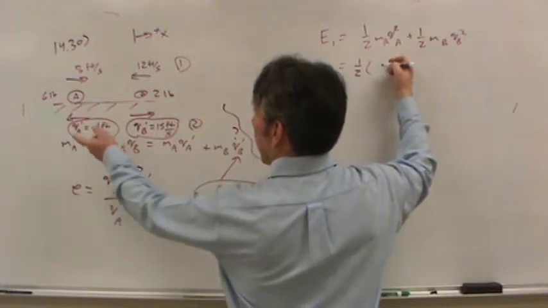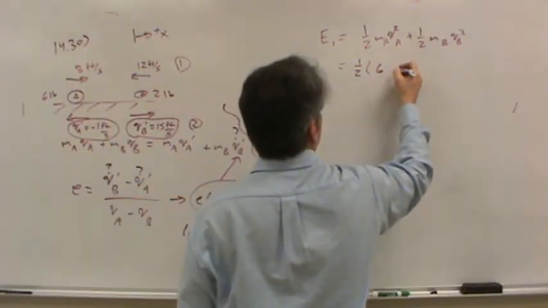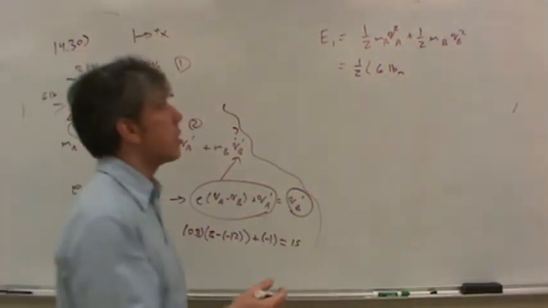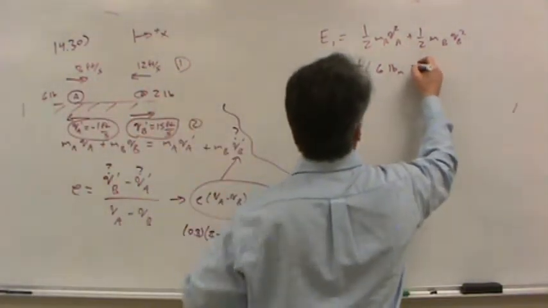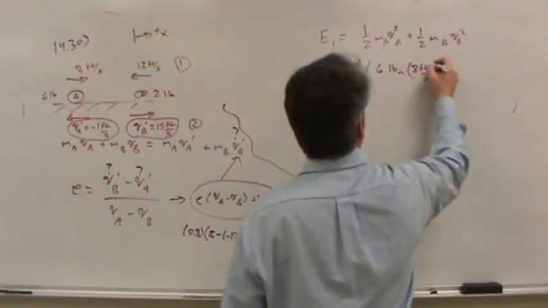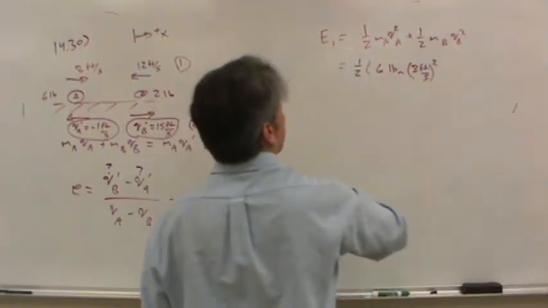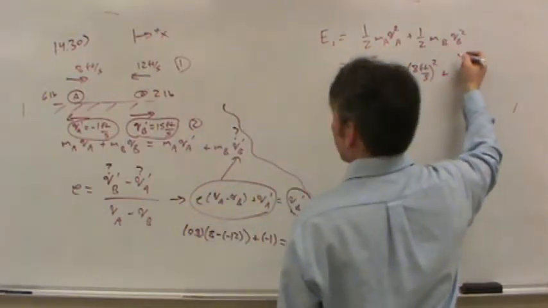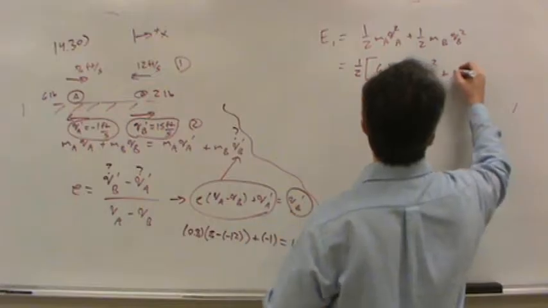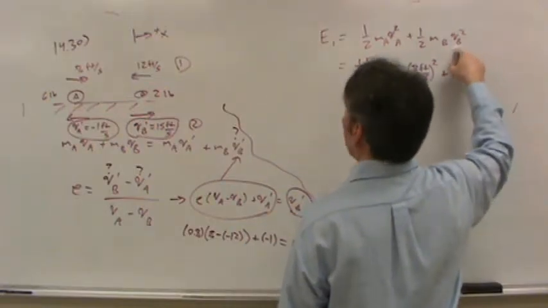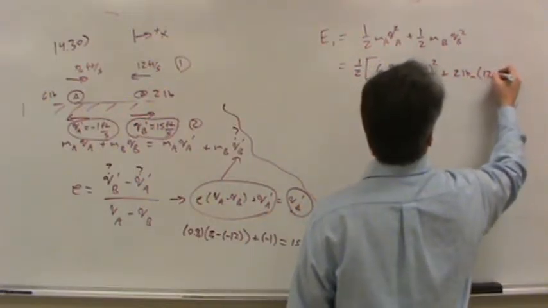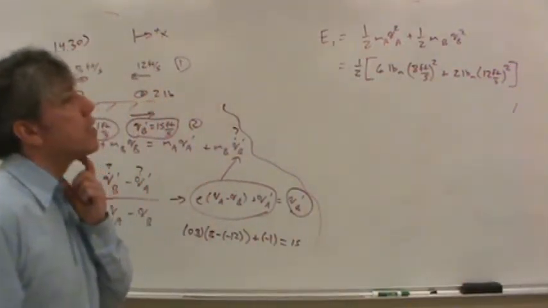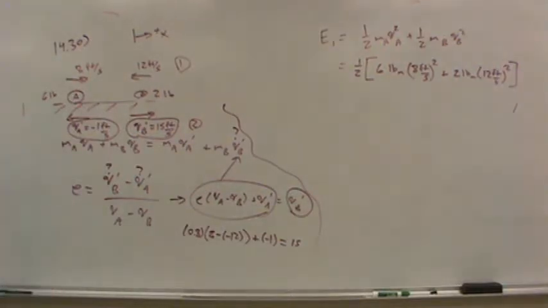So mass of A is, there it is, 6 pound mass. Be careful, we don't want to plug in 6 pound force. The equation calls for mass. The velocity of A is 8 feet per second. That needs to be squared. Now notice I've pulled out the half. Plus the mass of B. The mass of B is 2 pound mass. The velocity of B is 12 feet per second. It does not matter that it's in the negative direction because it's going to be squared anyway.